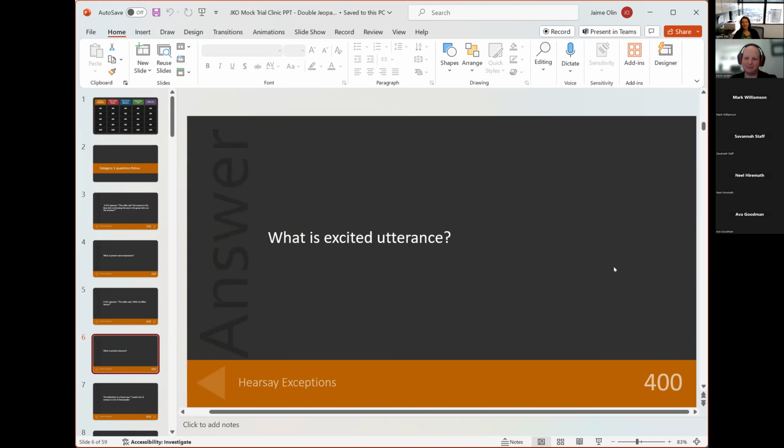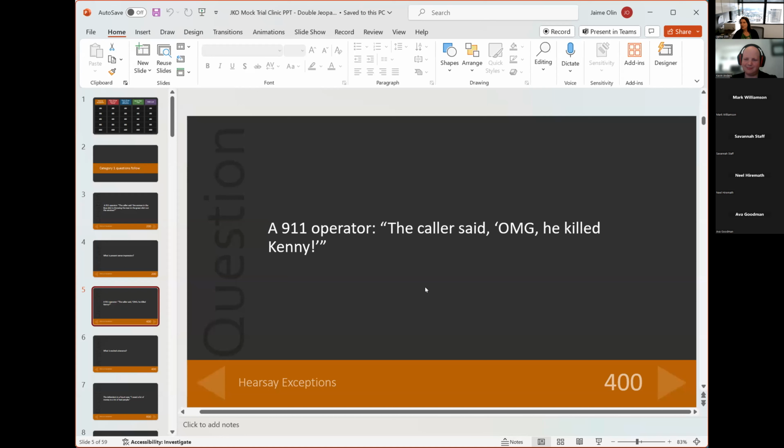Indeed it would. So that's an excited utterance that the 911 operator heard. And so that is permitted to come into evidence because someone who makes a statement like that when they are excited because somebody just killed Kenny is more likely to be reliable and something that the jury can hear as evidence because it happened in that moment. So in most cases, the 911 operator will be allowed to report on that.